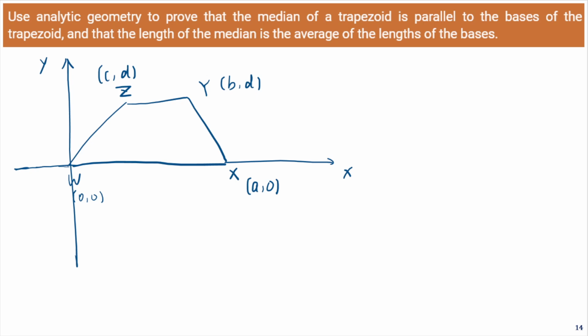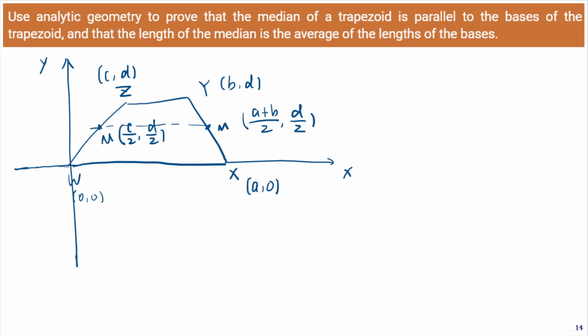And the midpoint of leg WZ, let's call it M, must have coordinates (c/2, d/2), right? And the midpoint of YX has coordinates ((a+b)/2, d/2). The median connects these two points, so the median is on the line y equals d/2. Therefore, the median is horizontal, so it's parallel to the bases.